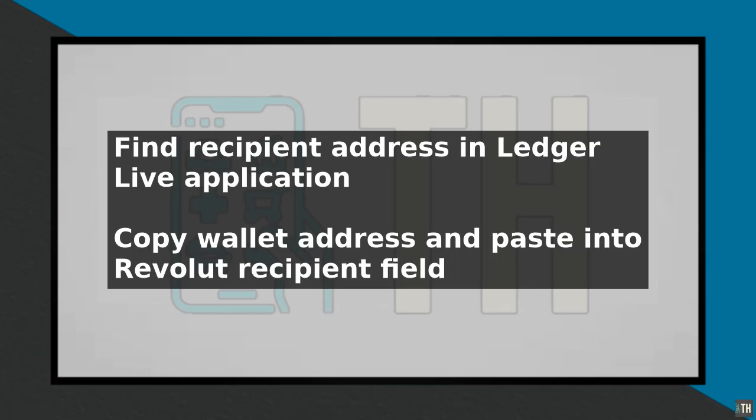It is essential to note that transaction fees and processing times may apply. Always double-check the recipient address and ensure you are sending the correct amount. By following these steps, you can securely transfer cryptocurrency from Revolut to Ledger.